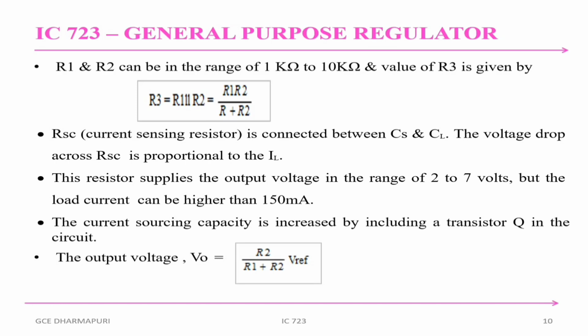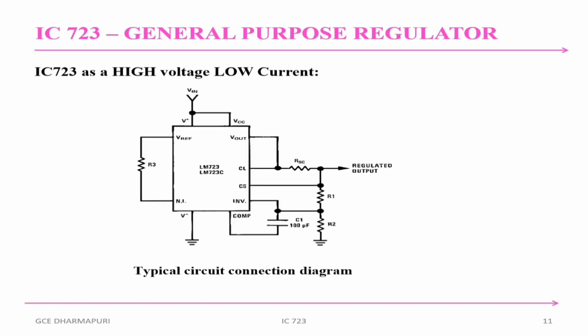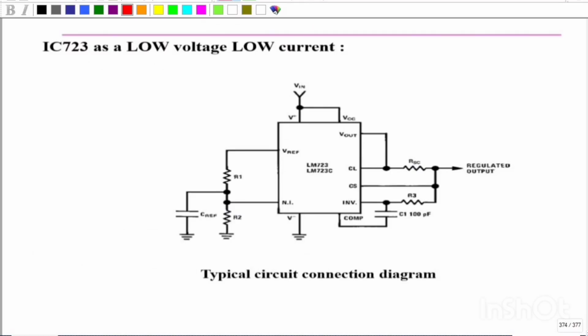This circuit supplies the output voltage in the range of 2 to 7 volts, but the load current can be higher than 150 milliampere. The current sourcing capacity is increased by including a transistor Q in the circuitry. The output voltage V naught is equal to R2 V reference divided by R1 plus R2. So this is a circuit connection diagram for the IC 723 low voltage and low current.